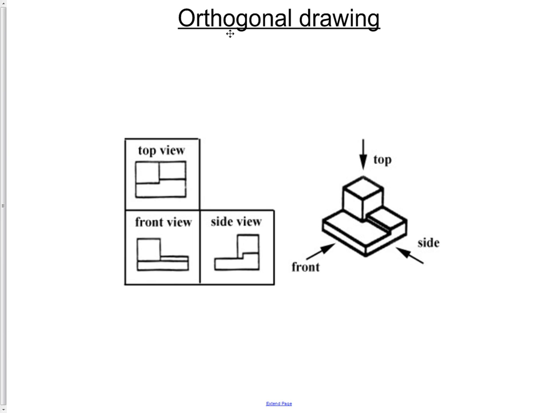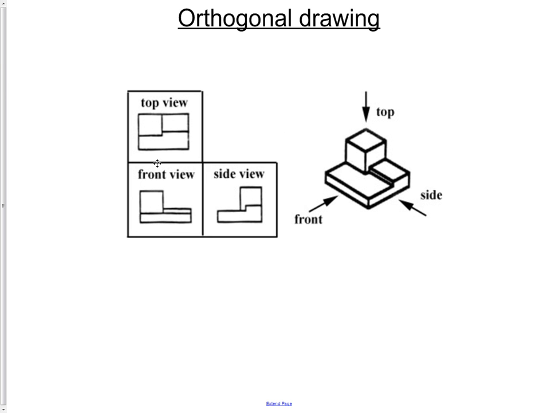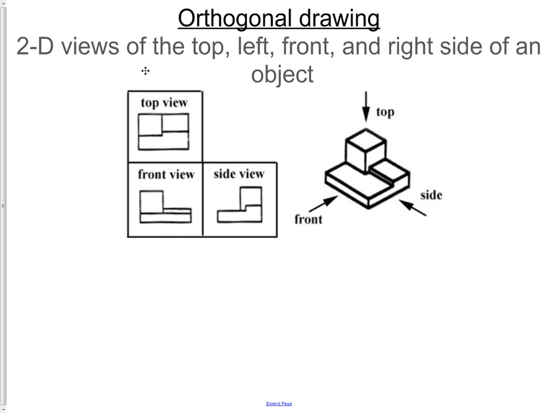Orthogonal drawings are simply the top, front, and side two-dimensional views of a three-dimensional object. 2D views are the top, left, front, and right sides of an object. Now, you won't always see the left and right sides. Typically you'll see the front side, and you'll also see the right side, which is called just the side in a lot of different views. You'll see this if you take any kind of a CAD class. They will show you how to do two-dimensional drawings of our three-dimensional objects.